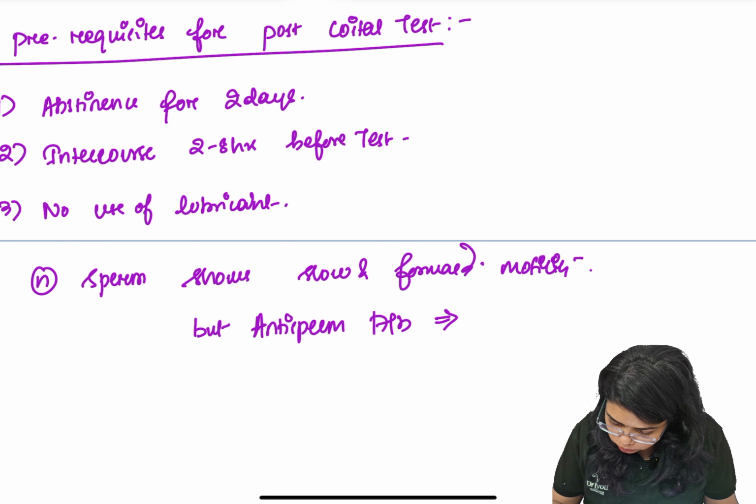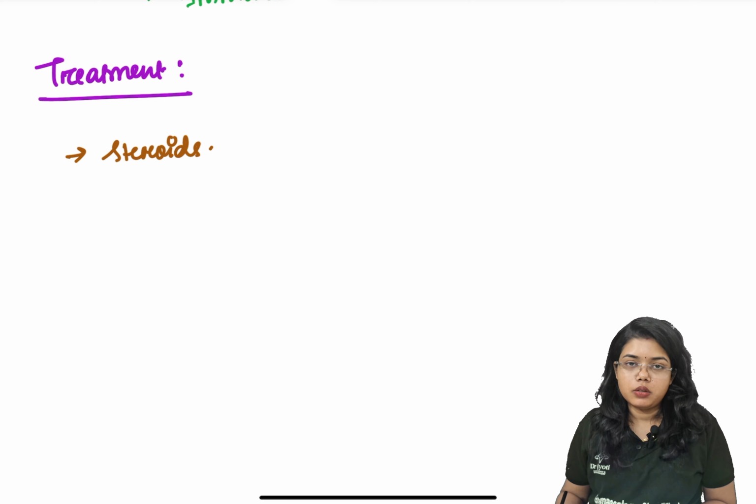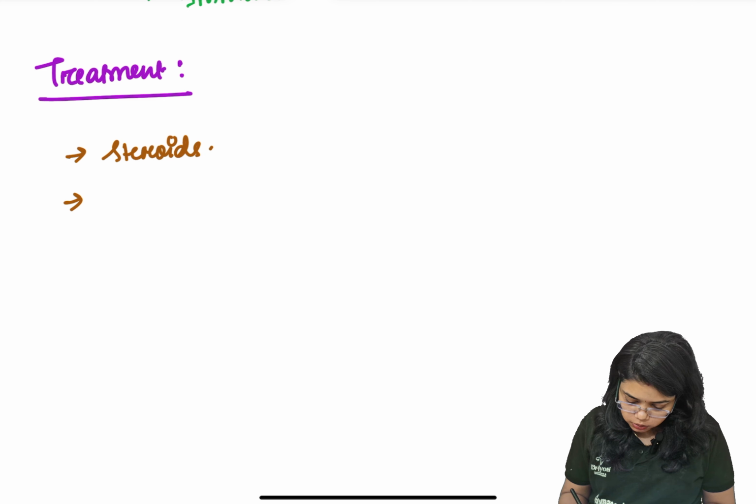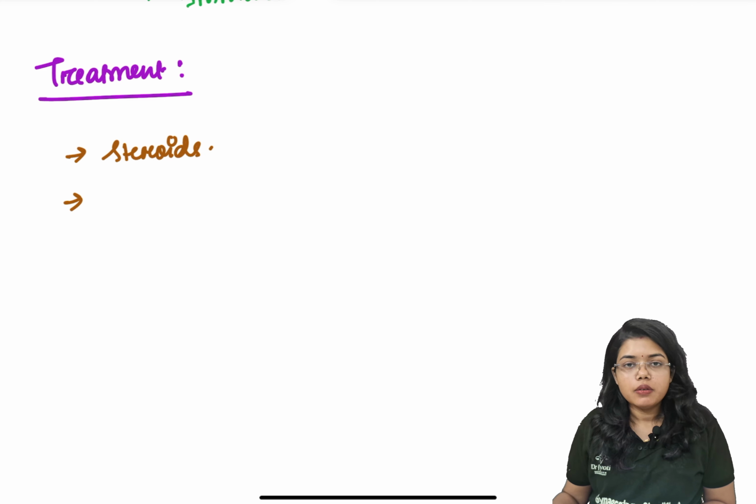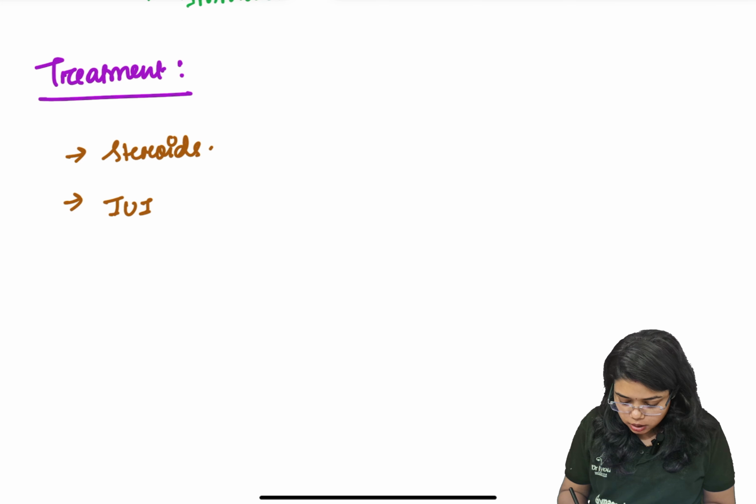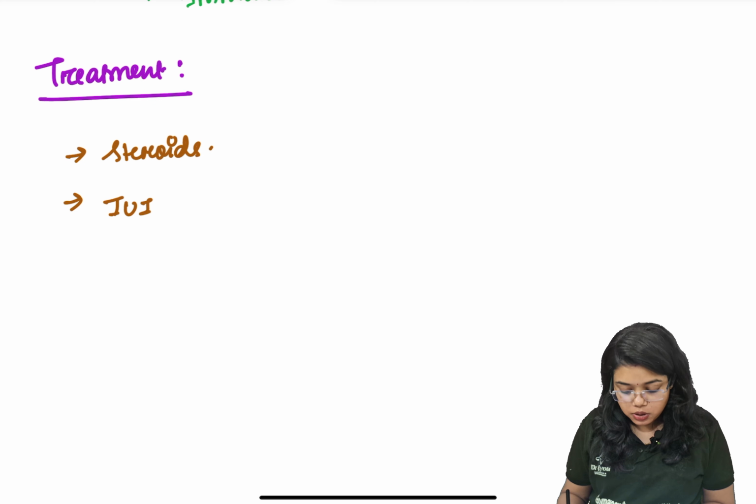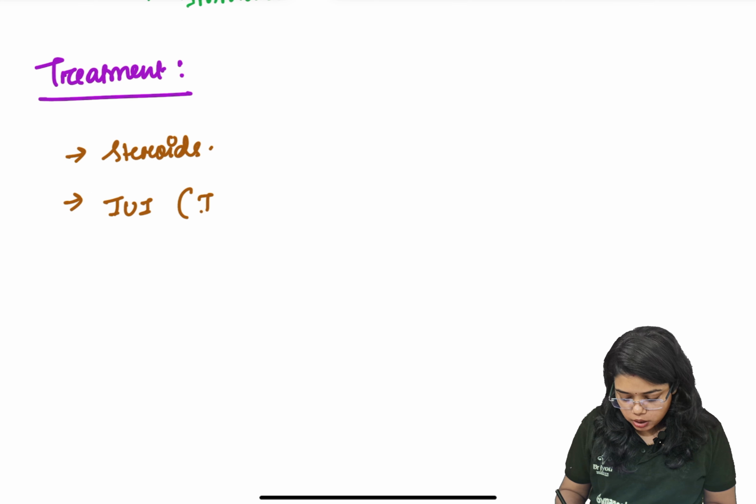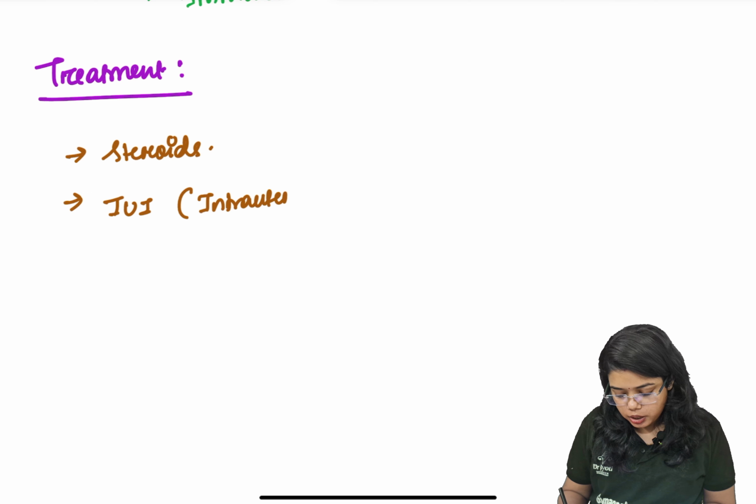And then what is the treatment? Treatment for the presence of anti-sperm antibody: first we have to give steroids, and mostly it does not do any positive thing, but we can try. We can give corticosteroids and we have to do IUI, that is intrauterine insemination.